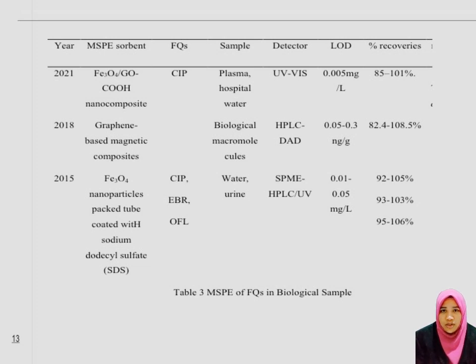Table 3 shows that in 2021, Zainuddin et al. used MSPE coupled with multivariate calibration methods to determine the presence of fluoroquinolones in plasma, hospital waste, and fever water. And Lee et al. in the year 2018 carried out research to remove organic pollutants from biological samples. In their research, graphene-based magnetic composites were used as MSPE adsorbents. The range of LOD for this paper was 0.05 to 0.3 nanogram per gram, and the percentage recoveries were in the range of 82.4 to 108.